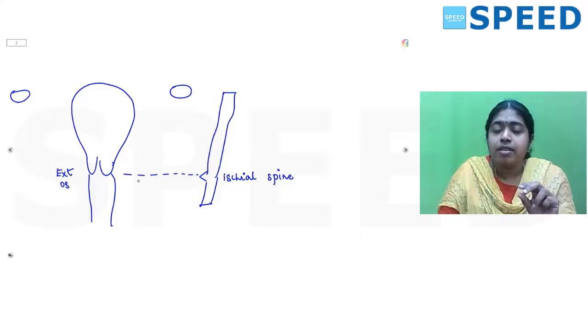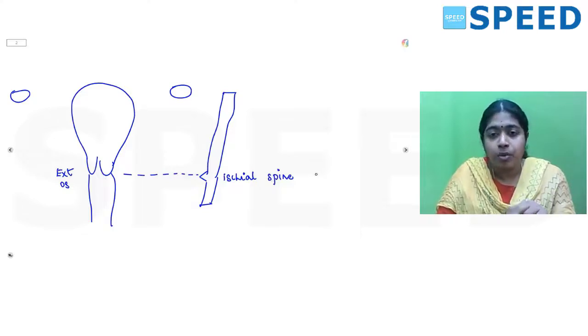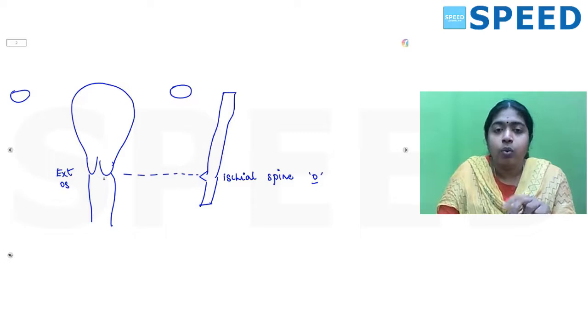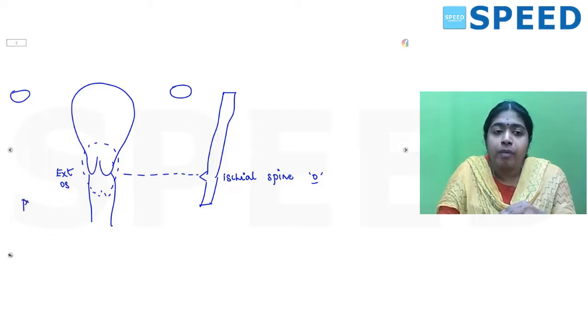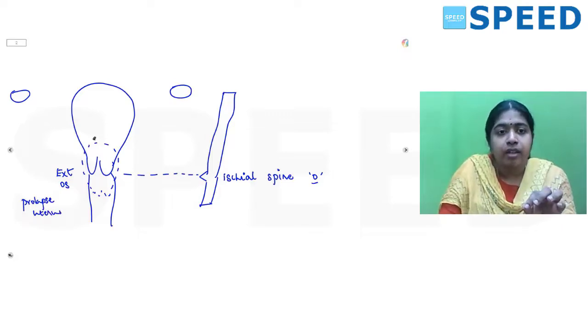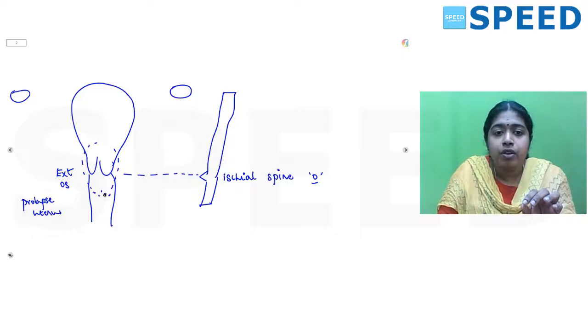So the external os is at the level of ischial spines, and ischial spines in obstetrics you call it a zero station, right? Now when the external os descends below the level of ischial spines, for example, there is a uterine descent where this external os is coming down below the level of ischial spines, then we call it prolapse uterus. So that is the basic definition of prolapse. You all know prolapse is in fact a form of hernia. Yes, so the uterus is herniating from its normal anatomical location. So the normal anatomical location is such that the external os corresponds to the ischial spines.